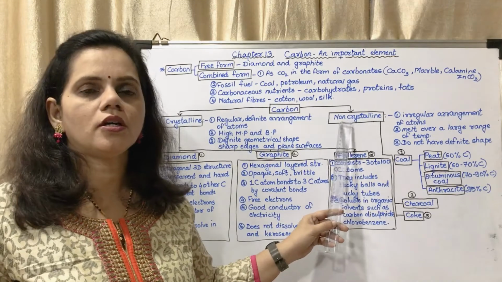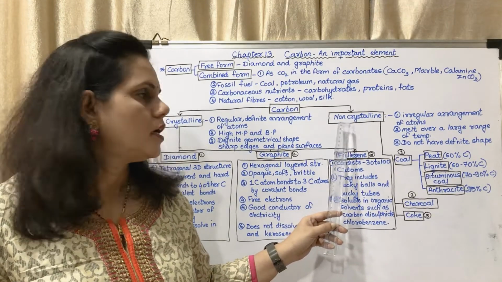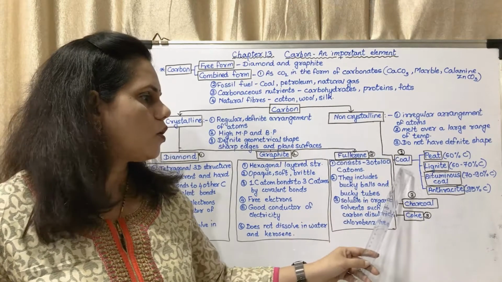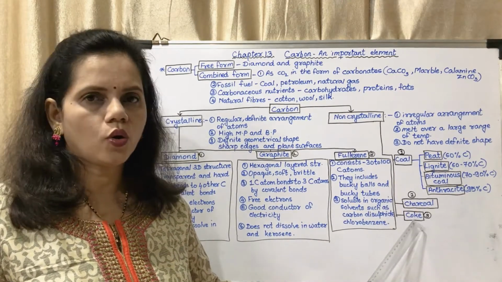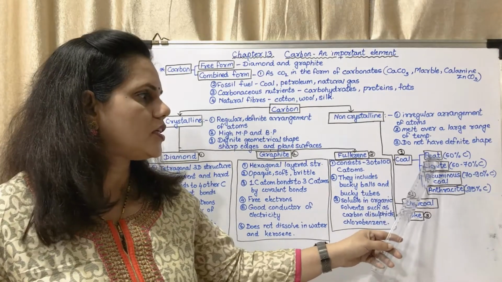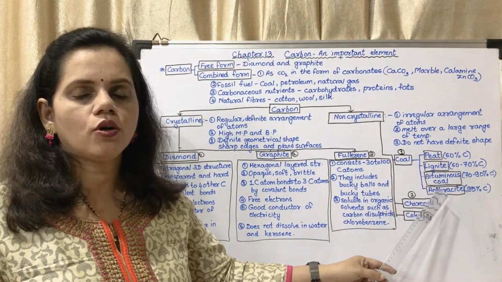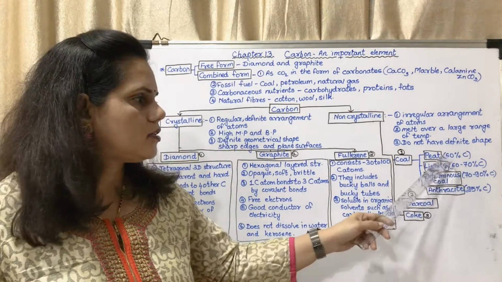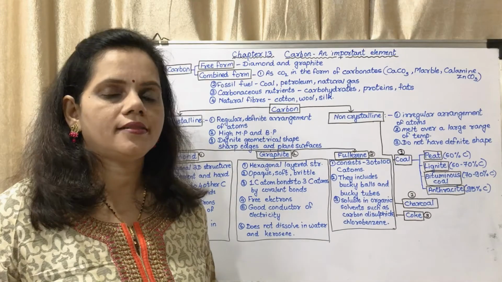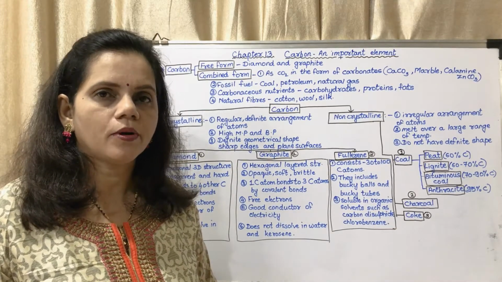Now what about non-crystalline forms of carbon? Non-crystalline forms of carbon are divided into 3 types: coal, charcoal and coke. Coal is of 4 types: peat, lignite, bituminous coal and anthracite. Now this differentiation is based on the percentage of carbon present in that particular type of coal.